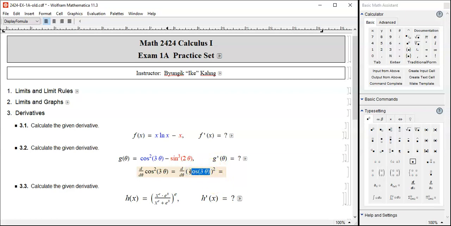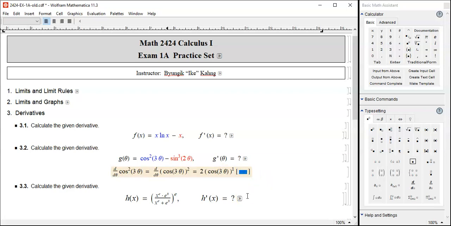Cosine is inside. So if you apply the chain rule, what happens? Derivative of the outer function, and then whatever is inside stays the same, and that's the structure of the chain rule. So derivative of the outer function, and then the inside always stays the same, no change there, ever. And then you have to multiply by the derivative of the inside.